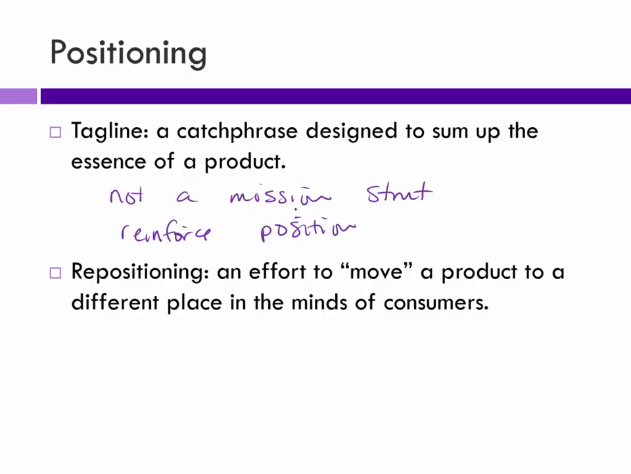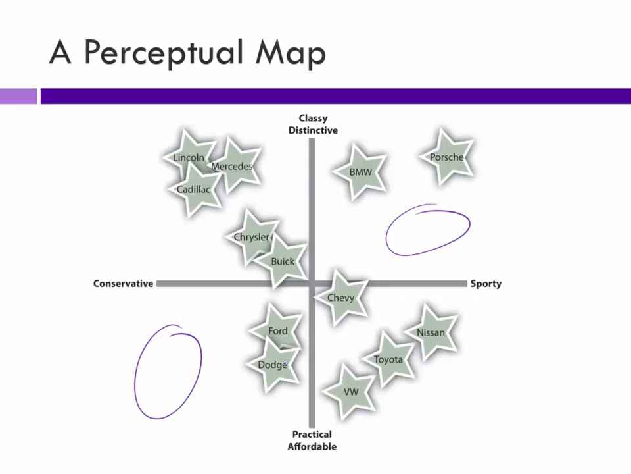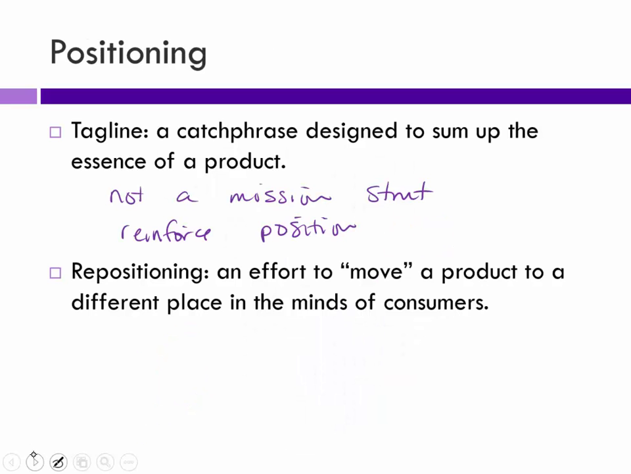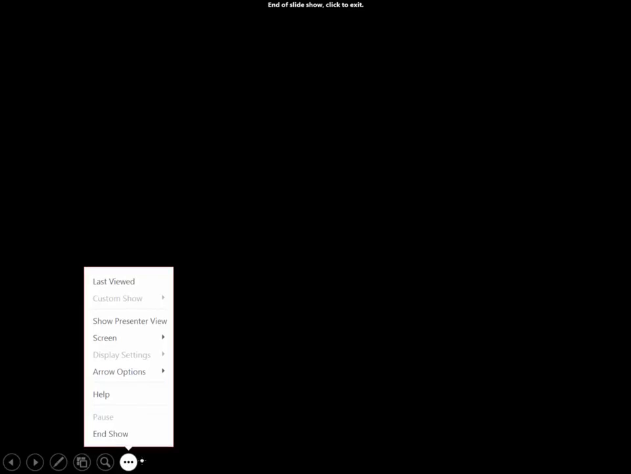And then you can reposition things too, an effort to move your product to a different place. If you've been pretty established, that can be really tough. I remember several years ago, Hyundai was trying to reposition themselves from just the low-cost guy to a more high-quality guy, and depending on the product, it can take years to really reposition yourself like that. But it can happen. You're saying, this is where they see me, and this isn't where I want them to see me. I want them to see me up here. And like I said, it can take a long time to change that. So there you go. That is Chapter 5.